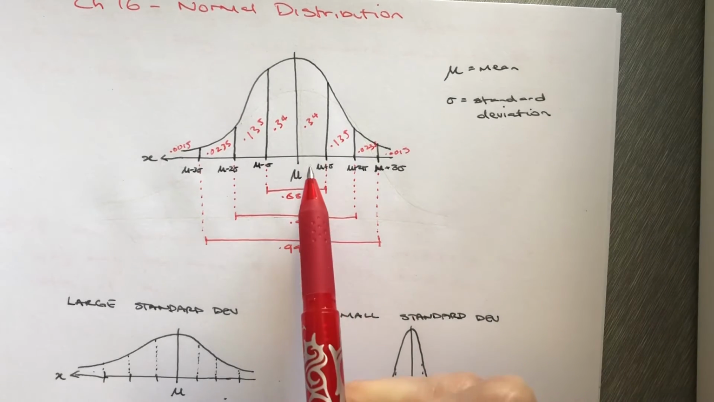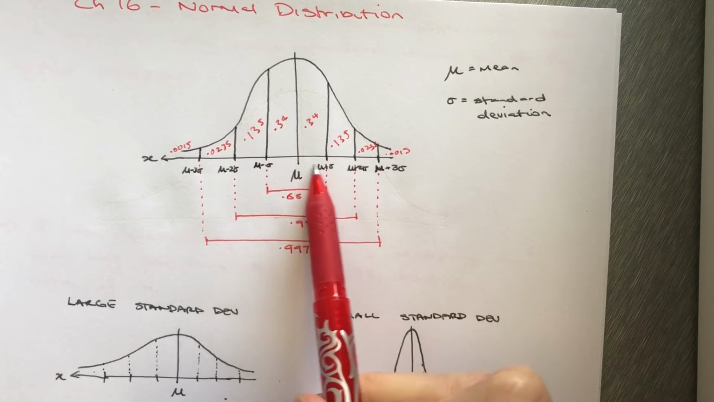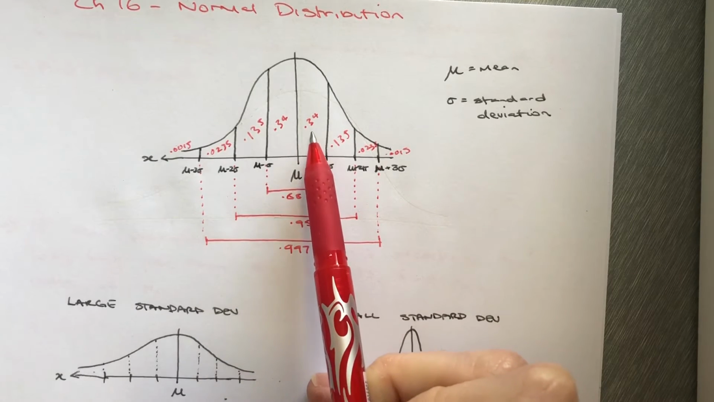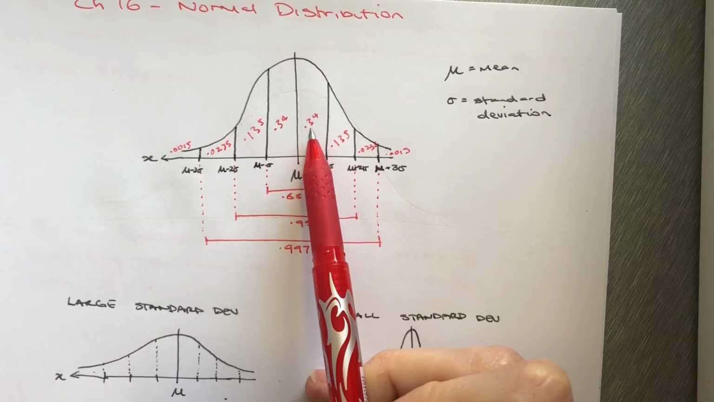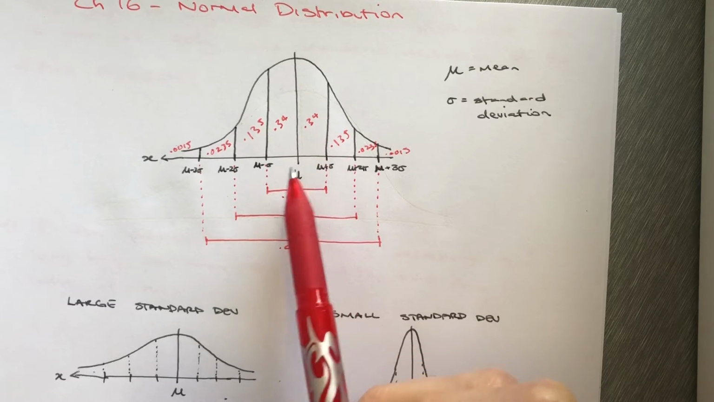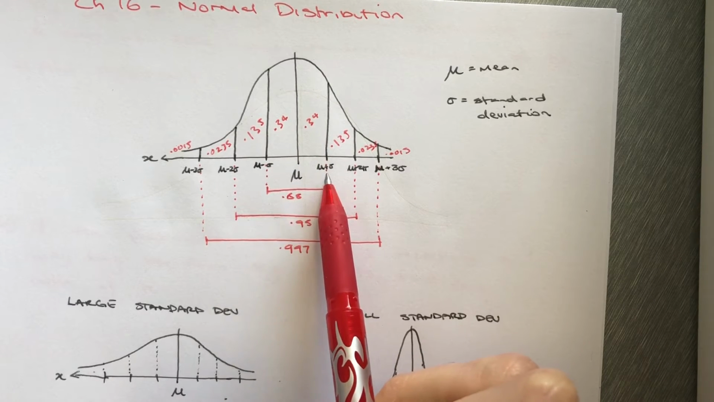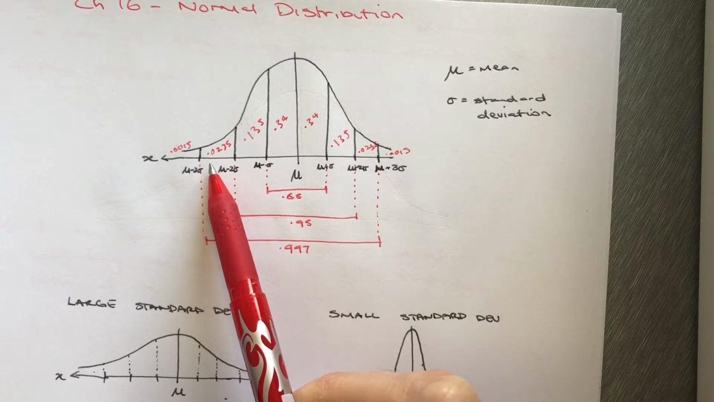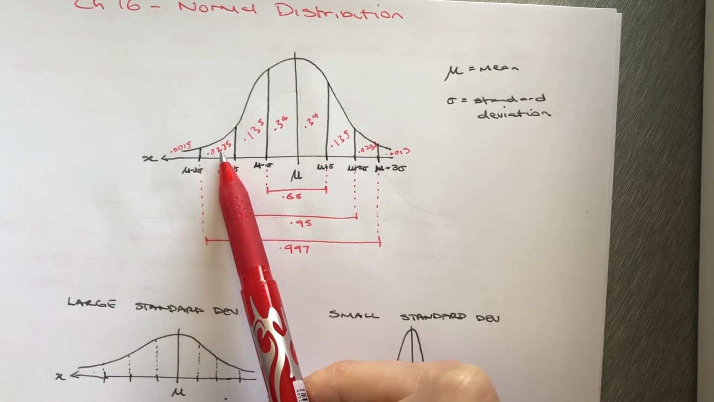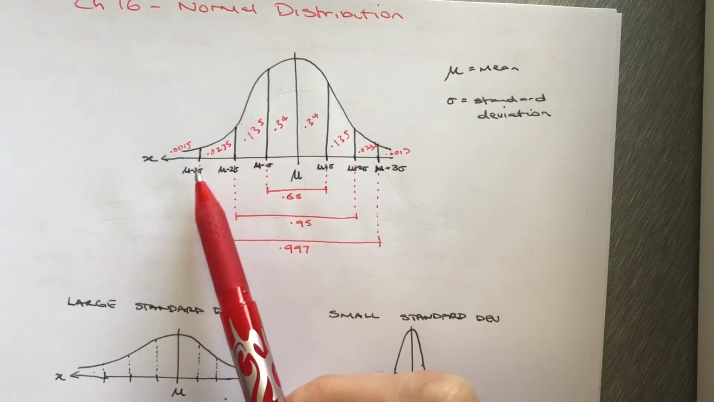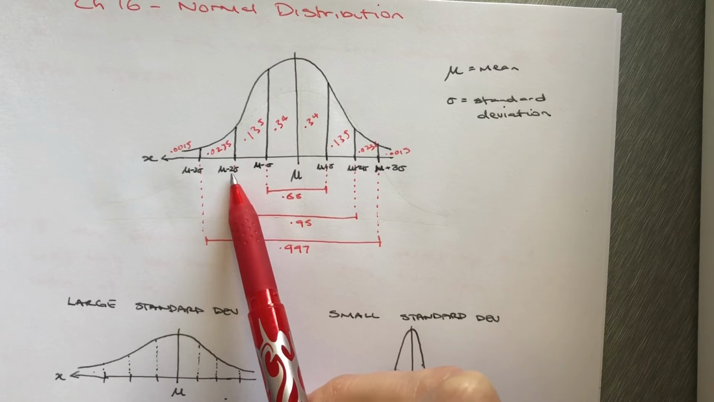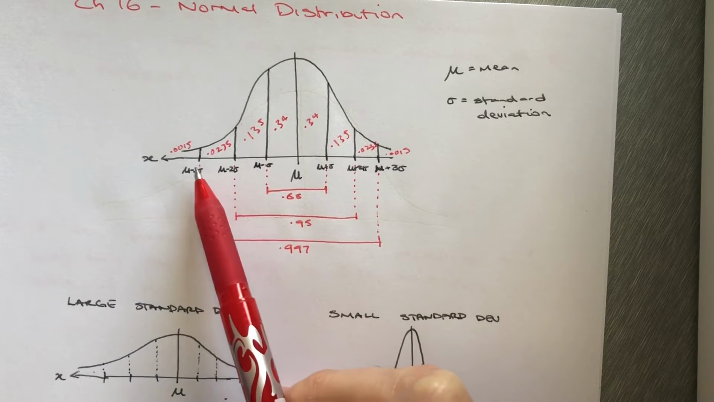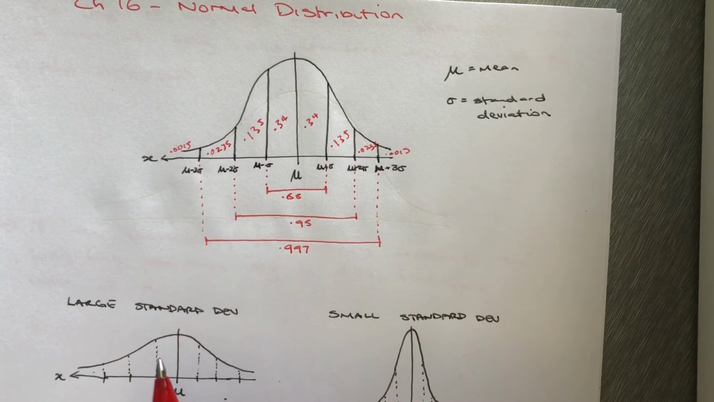So if we look at this section here, we could say that 0.34 of the probability is located between the mean and one standard deviation above the mean. Let's look down here. 0.0235 is located between 2 standard deviations below the mean and 3 standard deviations below the mean. Now this works for any normal distribution. Doesn't matter what the mean is, doesn't matter what the standard deviation is.